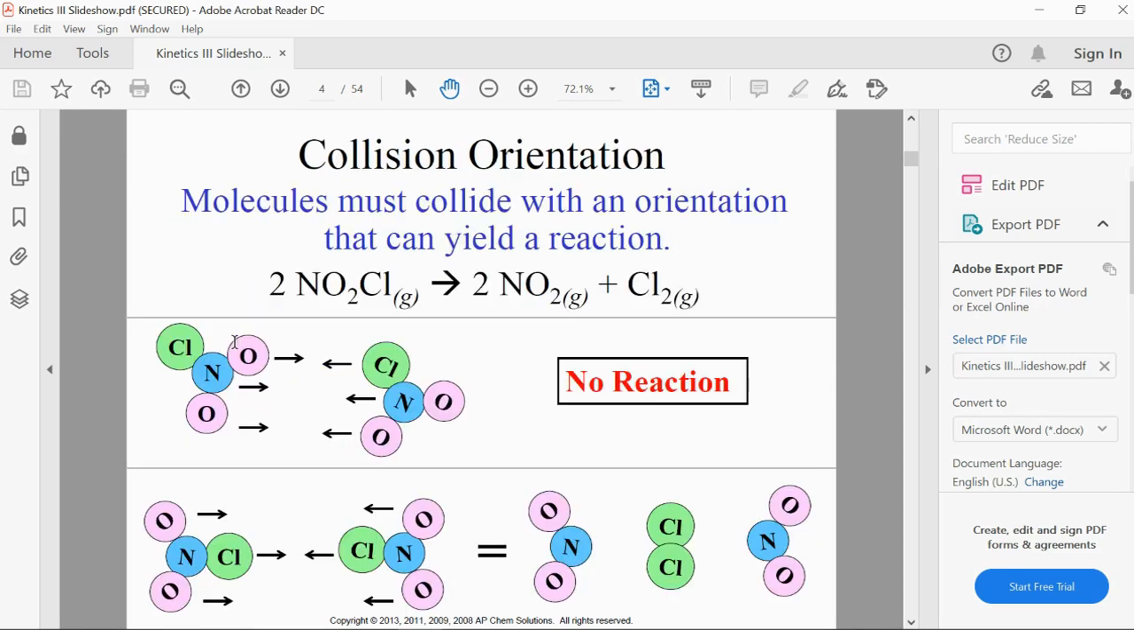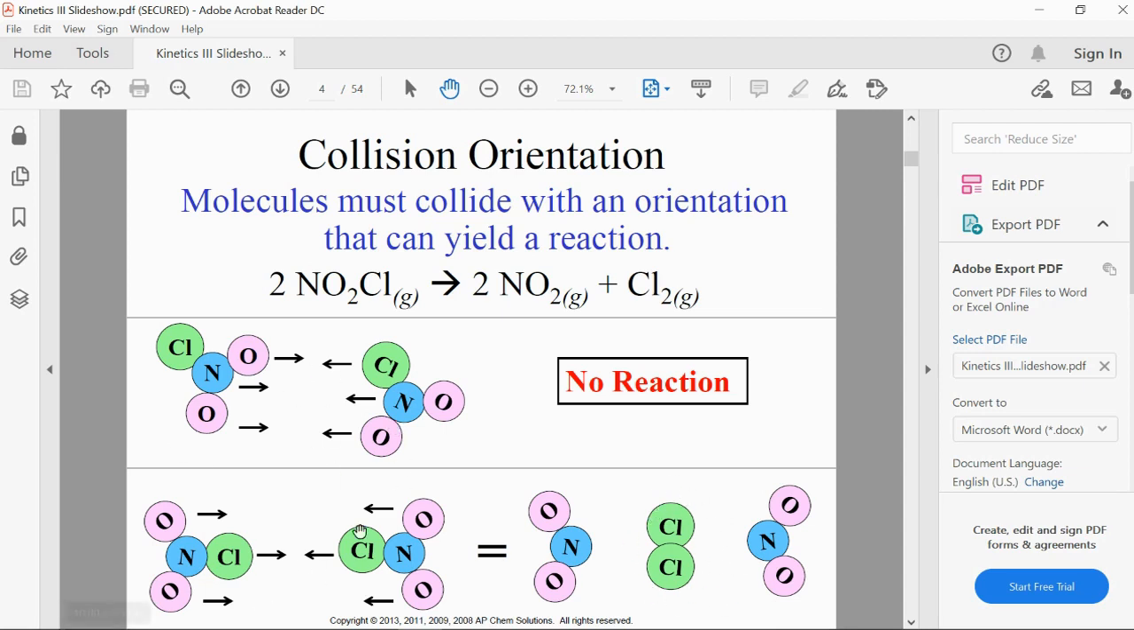So here's a picture talking about orientation and why it's important. So if I have this reaction, 2NO2Cl yields 2NO2 plus Cl2. If a molecule of NO2Cl collides with another molecule of NO2Cl like this, in this particular orientation, this orientation does not produce products. They have to collide where the chlorines hit head on, because those chlorines have to be able to stick together to produce that Cl2 molecule.